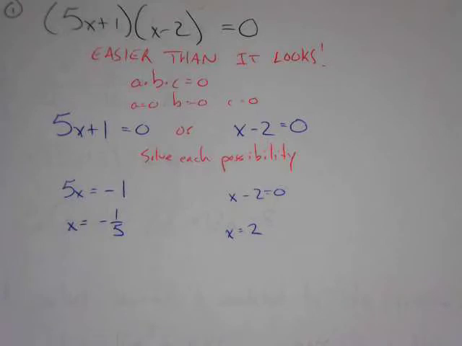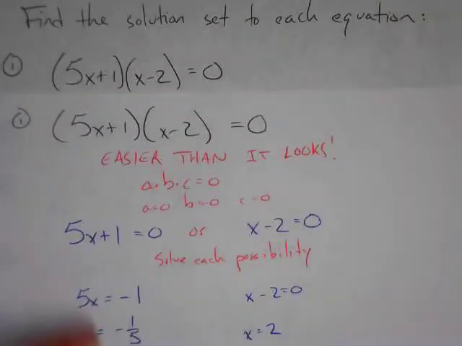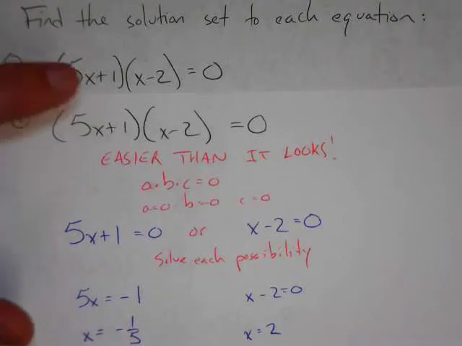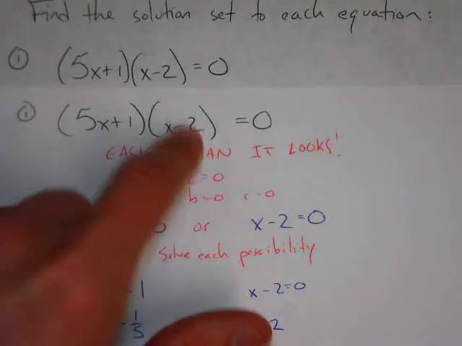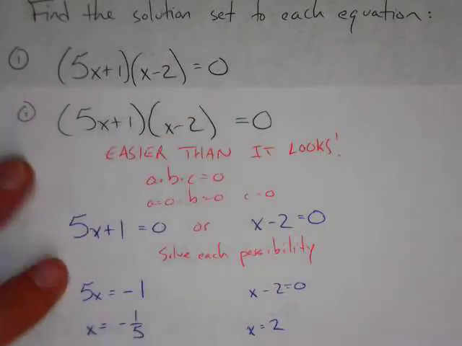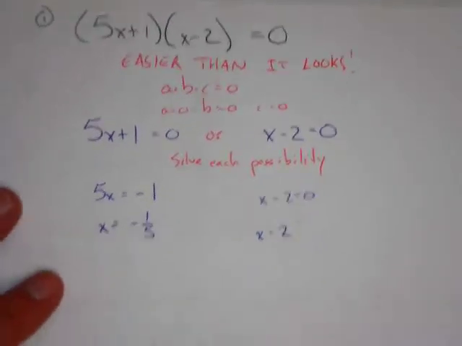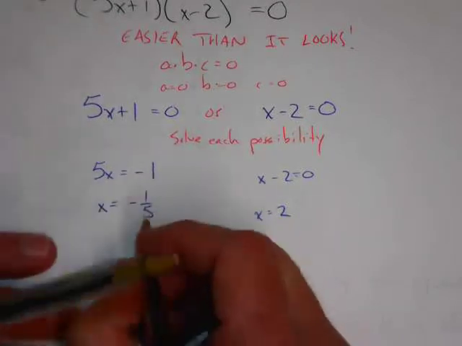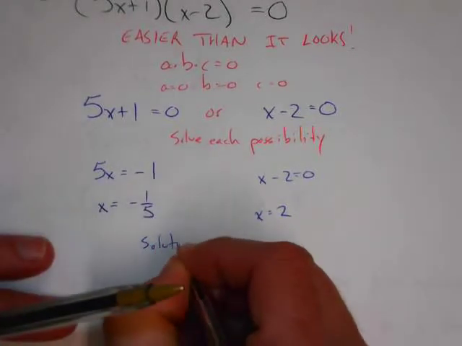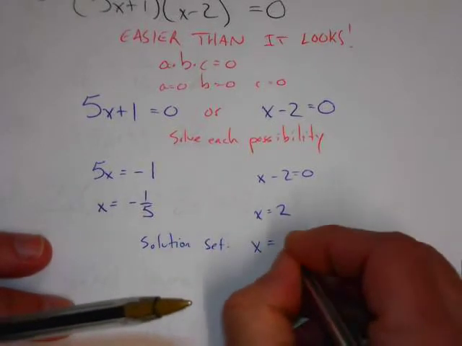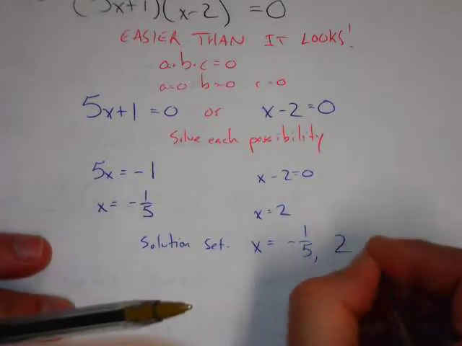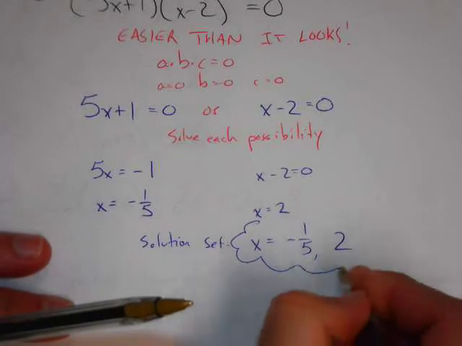Okay, so we have two possibilities, and we can easily check our answers. If we substitute back in for x, we'd get 0 here. If we substitute 2 for x here, we have 0. Okay, so we can easily check our answers. So now we know our solution set, right? Our solution set is x being equal to either negative 1/5 or positive 2.